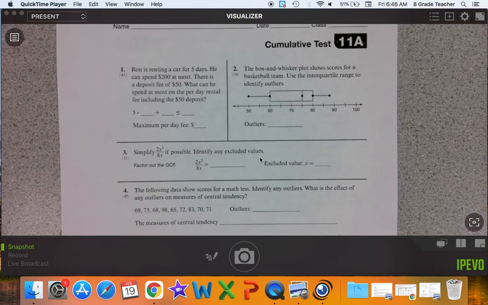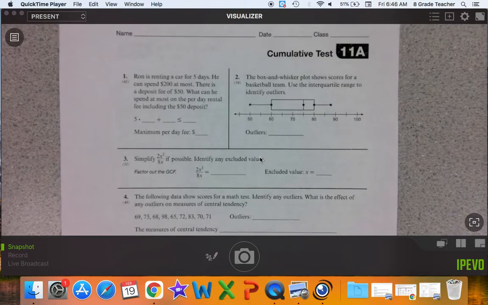Today in algebra, we're looking at cumulative test 11A. If you're following along, Mr. Shane's going to walk through how you would go about attacking each one of these problems and then have you at home apply that mathematical skill to calculate and complete each problem.